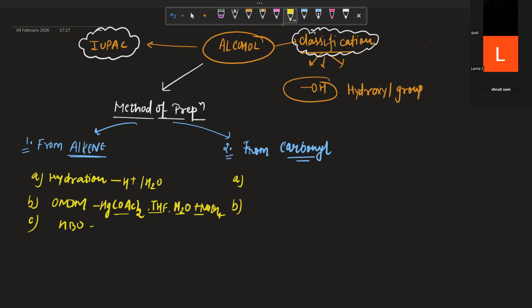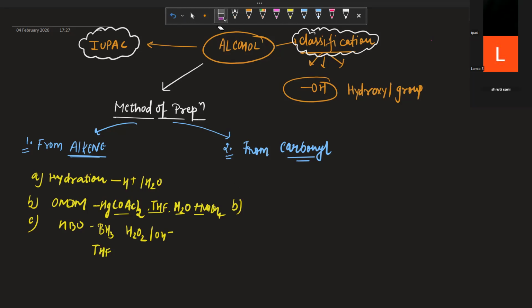Hydroboration oxidation. Is there BH4 here? BH3, right? Yes, BH3. And then there's peroxide, and then OH minus. Great. One more thing: THF. Okay, great.